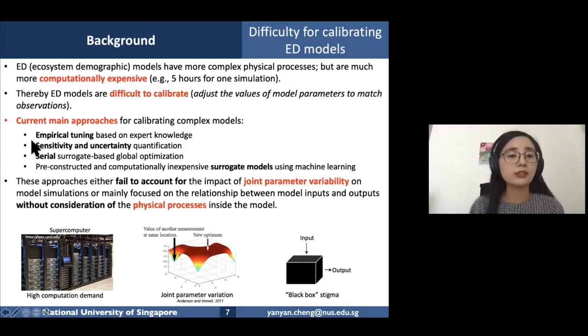For example, empirical tuning may fail to account for the joint parameter variabilities. And for machine learning techniques, if they build the relationship just based on the model input and the model output, and treat the model as a black box, they couldn't consider the physical structures inside the model. So they may fail when applied to out-of-distribution datasets. So up to this point, I've been talking about the advances in the new ED vegetation model, and how it is still difficult to calibrate this model.